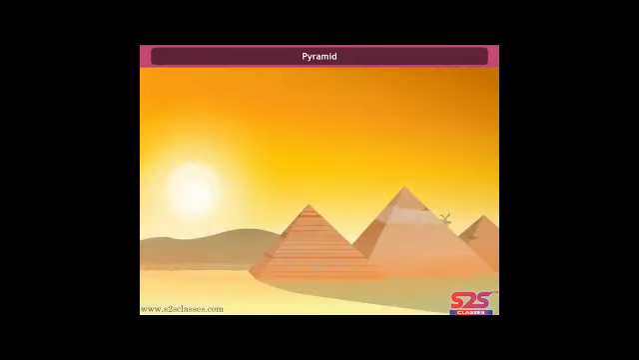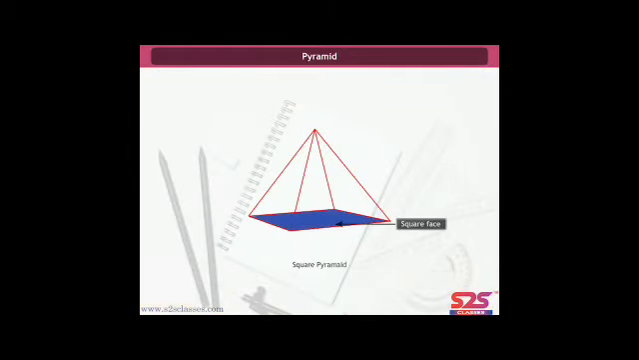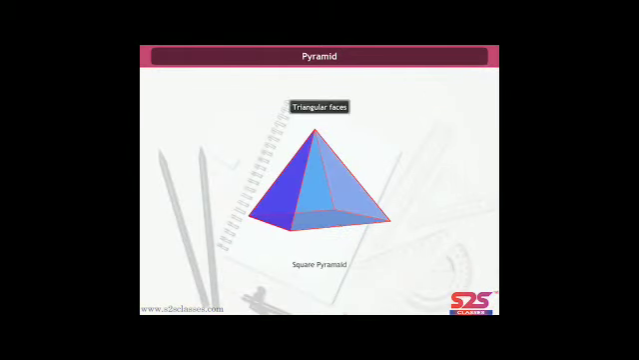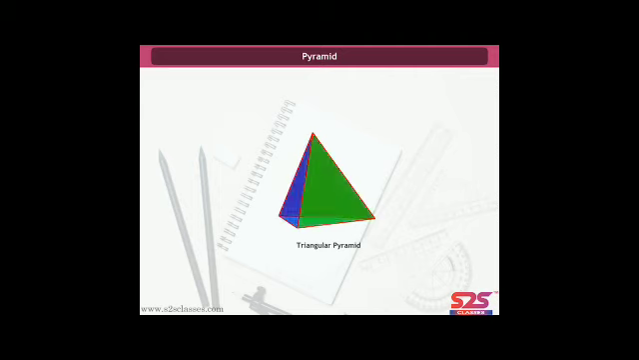Pyramid. Children, can you tell how a pyramid looks like? Recall the pyramids of Egypt. A pyramid is a shape with a single base and the other faces are triangles. For example, a square pyramid has 5 faces, 1 square face, base, and 4 triangular faces. It has 8 edges and 5 vertices. In a triangular pyramid, there are 4 triangular faces, 1 triangular face, base, and 3 other triangular faces. It has 6 edges and 4 vertices.